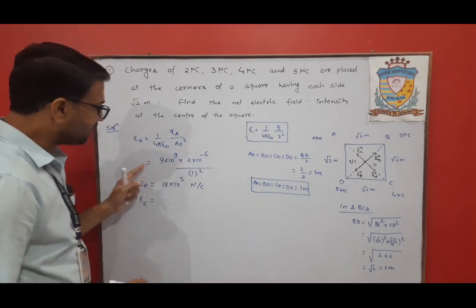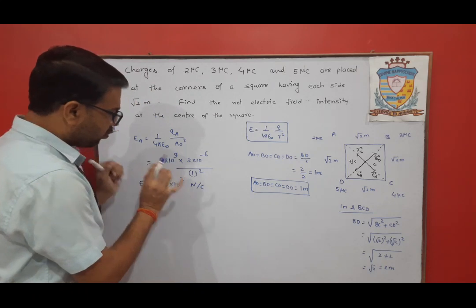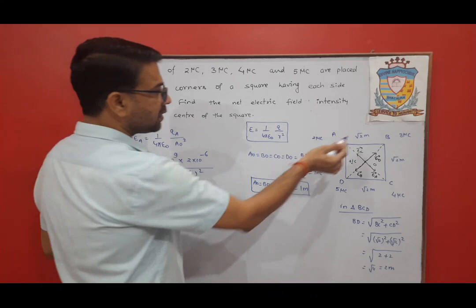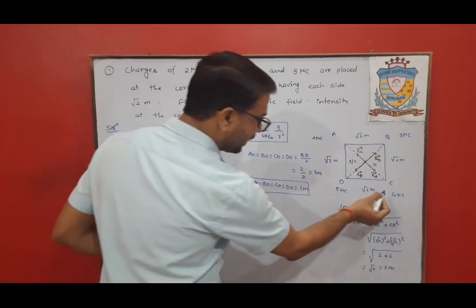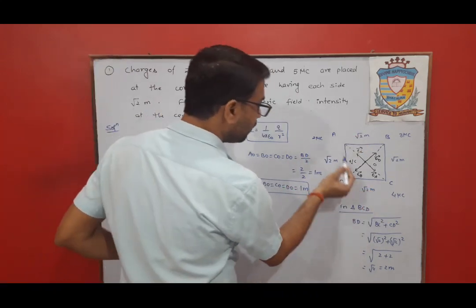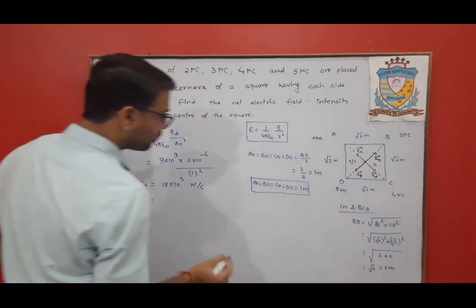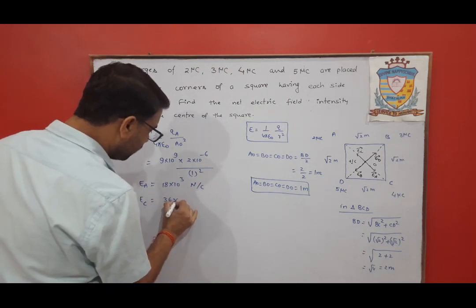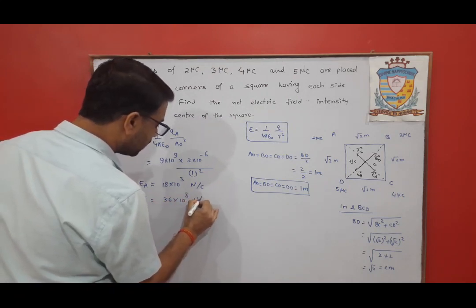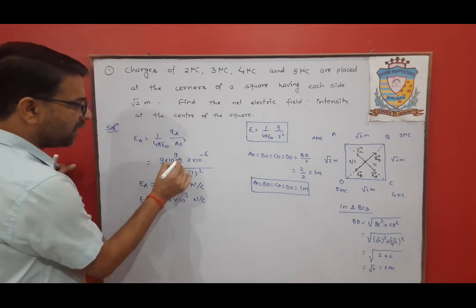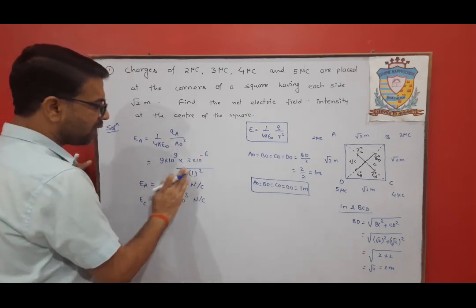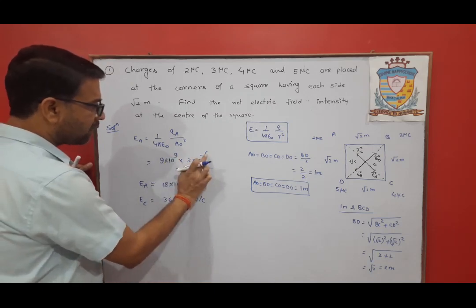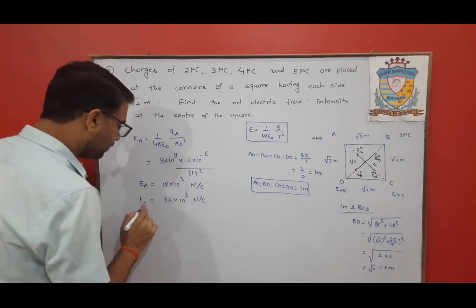So here the only thing we have to multiply is 9 into 10 to the power 9 into the charges at the corners. Similarly, the value of EC will be 9 into 10 to the power 9 into 4 into 10 to the power minus 6. That means 9 4s are 36 into 10 to the power 3 Newton per coulomb. Okay, similarly we have to put 4 into 10 to the power minus 6, the rest are the same. So 9 4s are 36, and 9 into 10 to the power 9 into 10 to the power minus 6 is equal to 10 to the power 3.